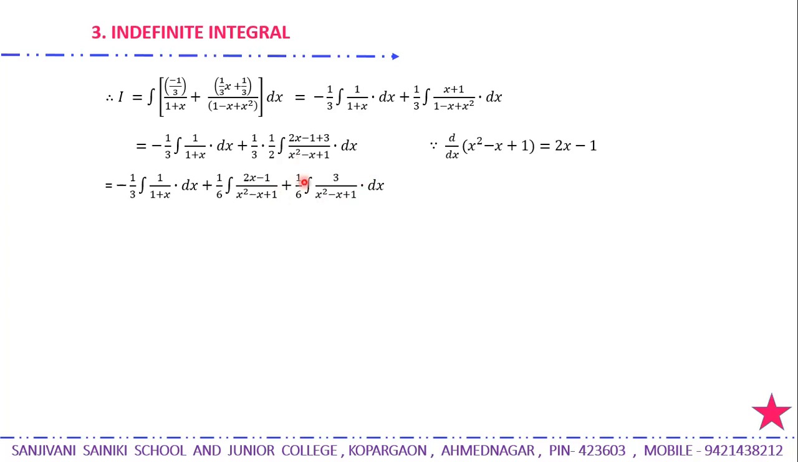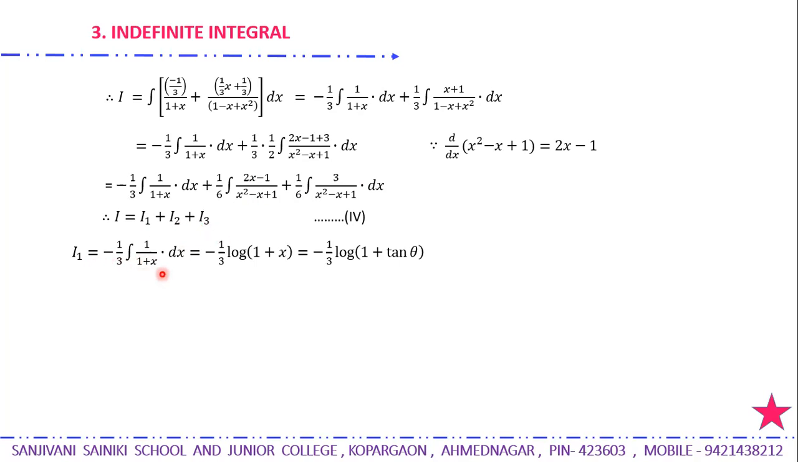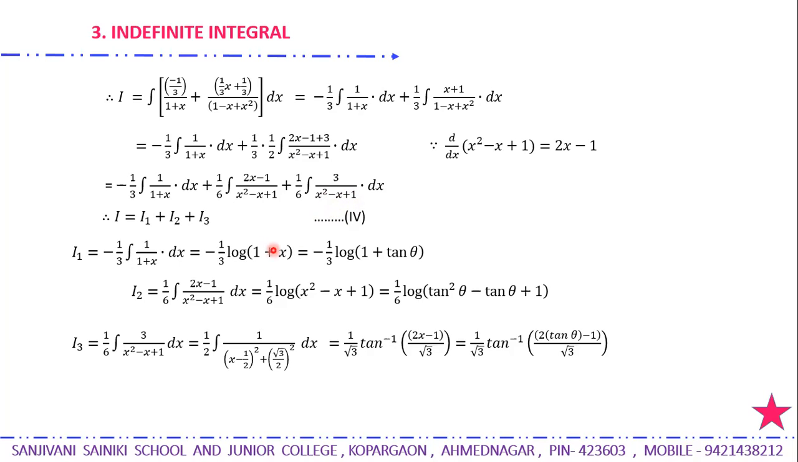So here actually we are adjusting the terms, meaning we are using the f dash of x upon f of x formula. I1, I2, I3. Now the integral of I1 is minus 1 upon 3 log of 1 plus tan theta. For I2, f dash of x upon f of x is log of f of x plus c. And for I3 we have to complete the square. Using the completing the square method, we get 1 upon (x square plus a square) is 1 upon a tan inverse of x by a plus c.